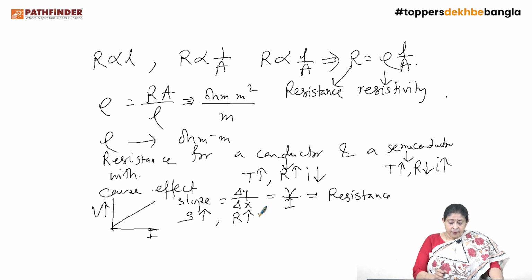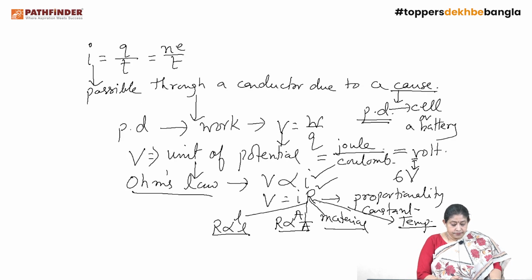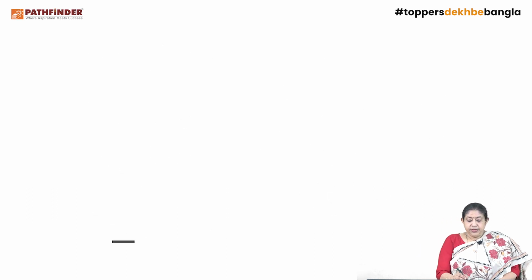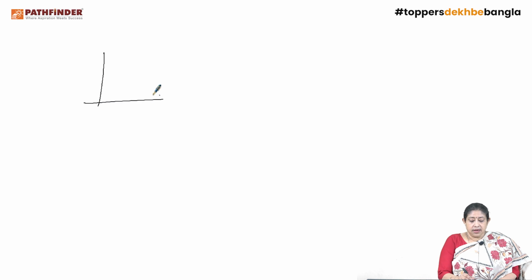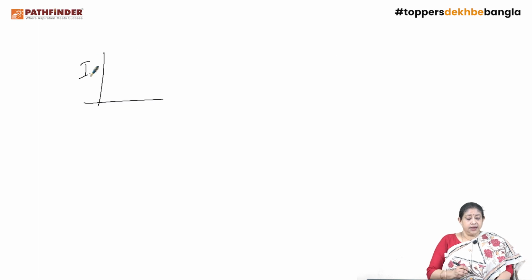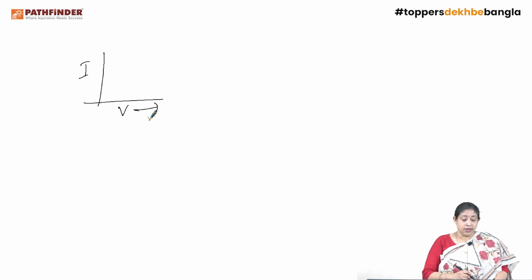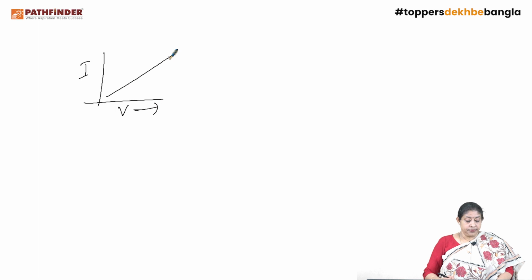The same relationship can also be plotted where we choose the current I along the y axis and the potential difference along the x axis. Once again I get a straight line, but this time the slope is given by I by V.